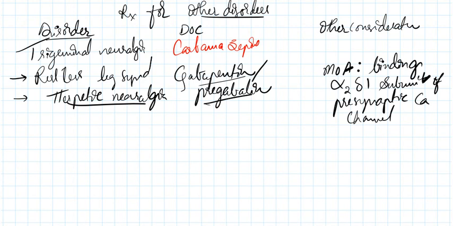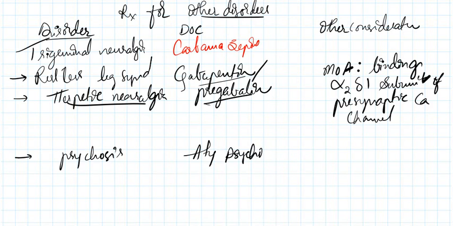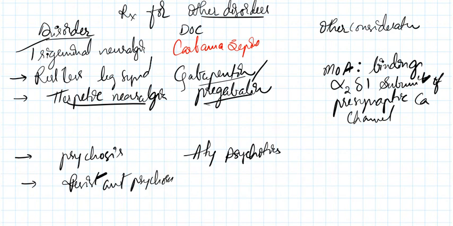Now what are some other conditions? For example, if the patient is suffering from psychosis, what is the drug of choice? In psychosis, the drug of choice is always atypical antipsychotics. But if it is a resistant psychosis, if you go for treatment but the psychosis is still not vanishing, then the treatment of choice will be clonidine.